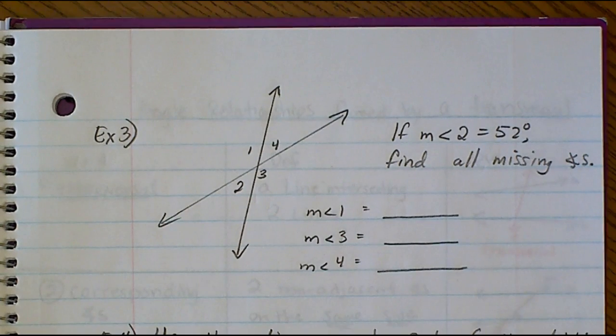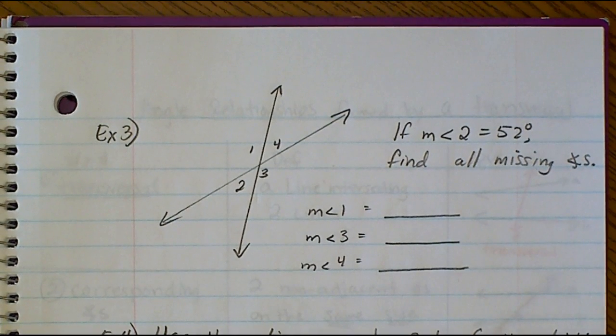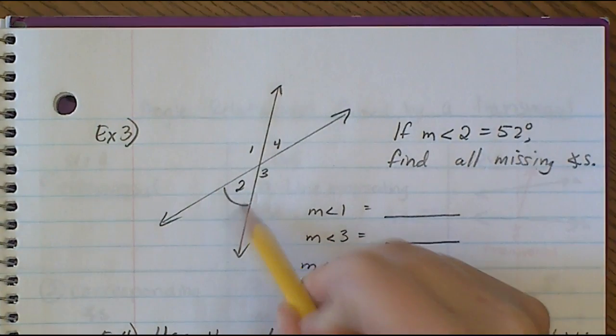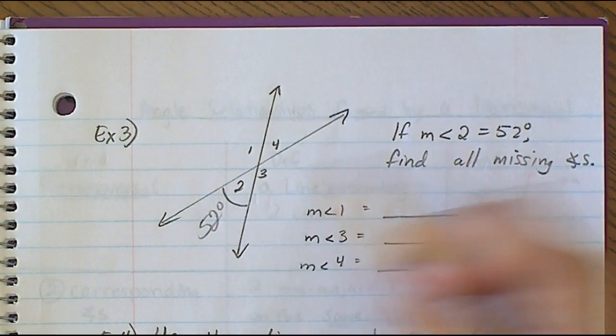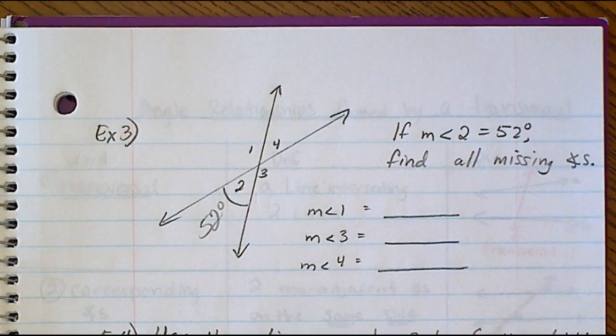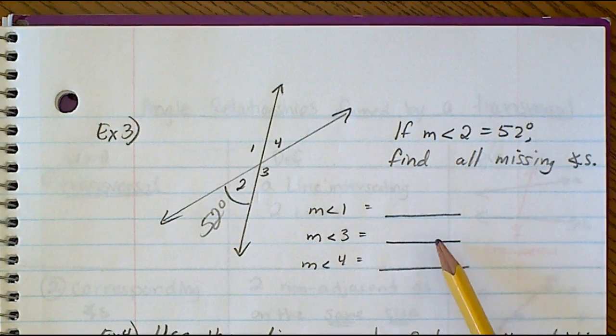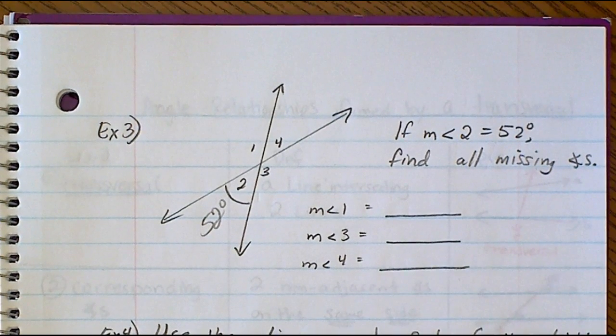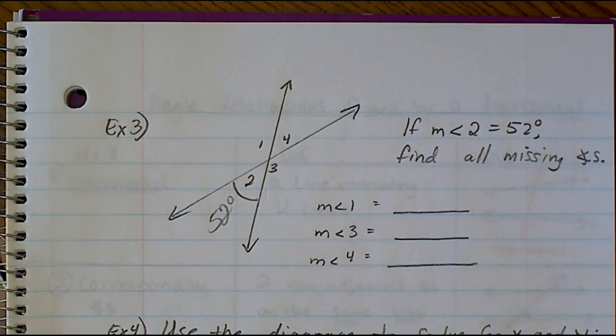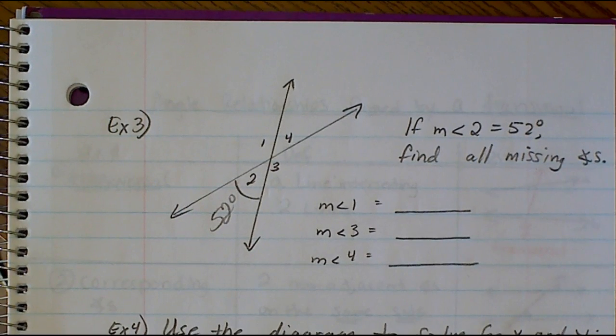Example 3. I'm going to get you started and then I want you to go ahead and finish this one on your own. If the measure of angle 2 is 52 degrees, find all the other missing angles. So angle 1, angle 3, angle 4. Go ahead and jot down your thoughts, and then we'll review this in class when you come back, and we'll talk about it and see if you have any questions.